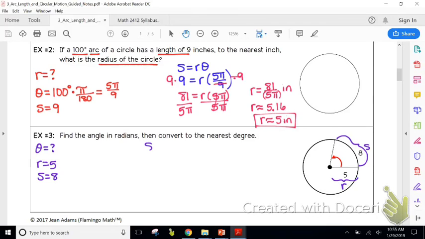So we can use our formula again for arc length. So S is equal to R times theta. So 8 is equal to 5 times theta. So divide by 5, and we get theta is equal to 8 over 5 or 1.6 radians, right? Do you want us to put a decimal or just leave it like that? Either one would be okay since it's exact. Normally we don't have to label radians, but I went ahead and did label this time so we don't forget that that's what it is.